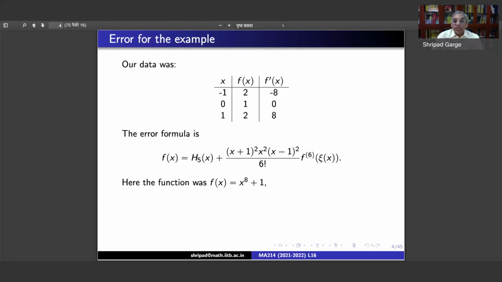We have also computed the h5, the polynomial, already in the last lecture. We have the numerator of the error term, which is x plus 1 whole square, x minus 1 whole square. Then you have 6 factorial. What is the sixth derivative of this function? Once you know the function, you can compute the sixth derivative quite easily. It is 2160 into x square. This 2160 is simply 8 into 7 into 6 into 5 into 4 into 3. So that's the number 2160.